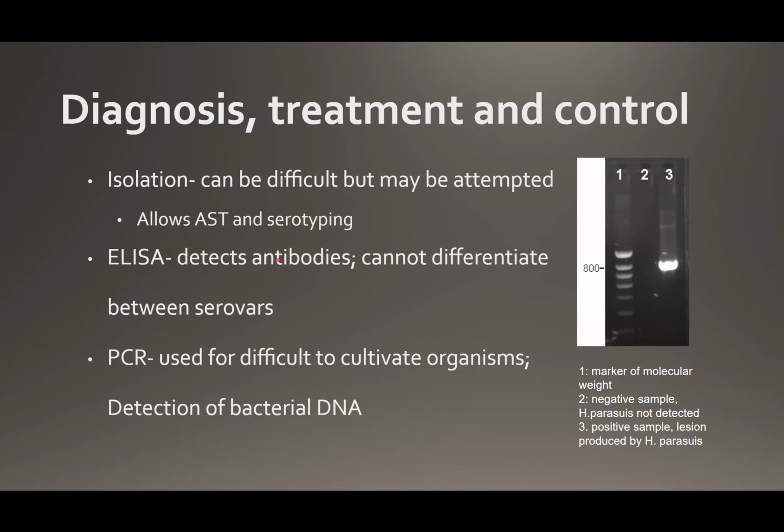ELISA will detect the antibodies but cannot differentiate between serovars. So in swine practice or in swine production, the most common way that this is monitored is through ELISA or serology. And then PCR is used for difficult to cultivate organisms. And here we have an example of a detection of H. parasuis. The positive band is seen at 800 bp. So this one is PCR, okay?